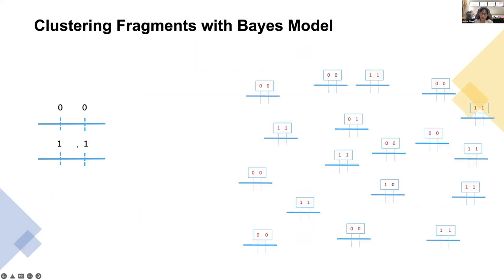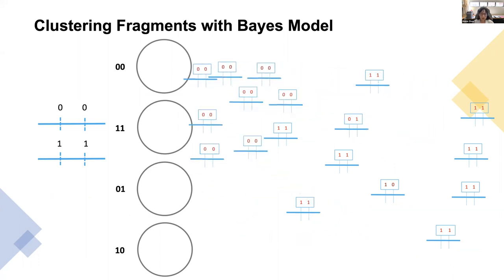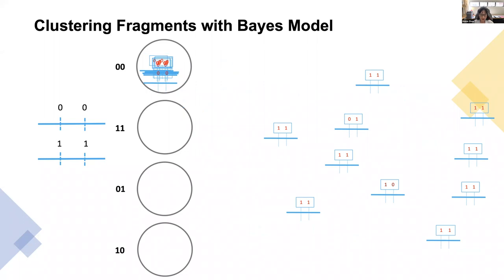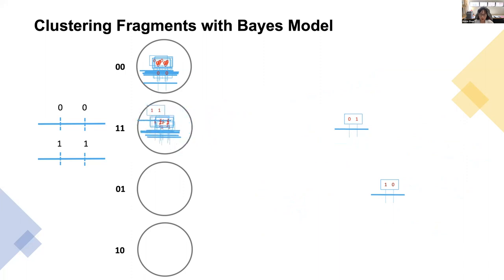And after we allocate all these long DNA fragments with the heterozygous SNPs, what we will observe is a lot of long DNA fragments support 00. We put them in the 00 cluster, and a lot of long DNA fragments support 11. We put them in the 11 cluster. But we still see a few DNA fragments support 0110, we put here.